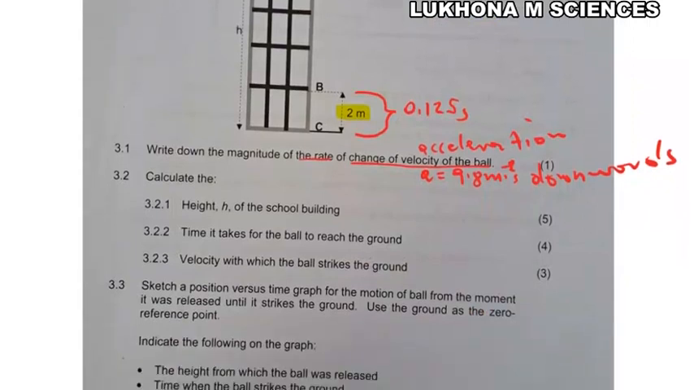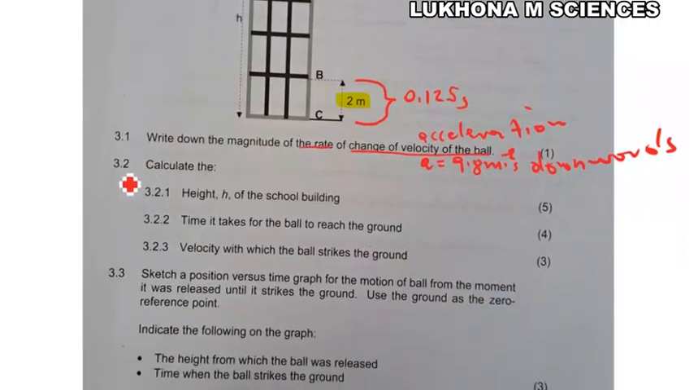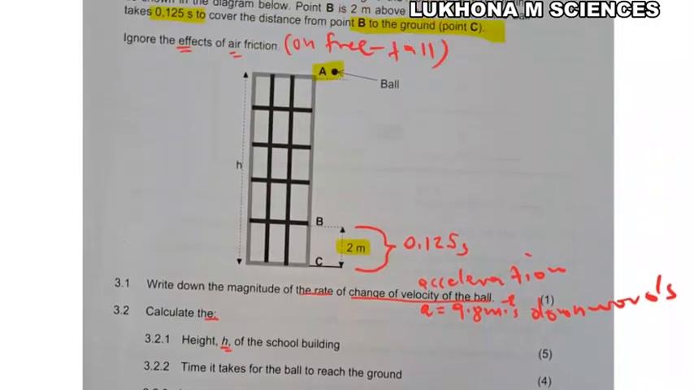The question is answered. Then the following question says calculate the height. Okay, so we are looking for height. When we calculate height, we calculate the displacement, that is delta y, because we already have 2 meters in this path, so we need delta y there. Let's collect the data.